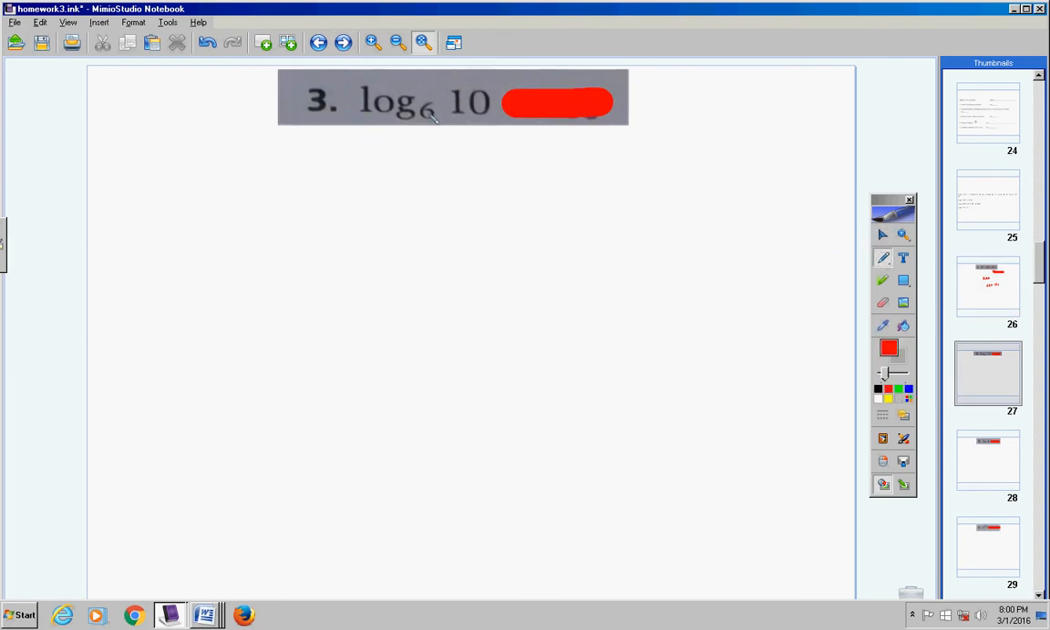Is it a base e? No. If it was, you could use this button here, natural logarithm. Is it a base 10? No, I wish it was. If it was, you could use this button right here, your logarithm button. But it's not a base 10, it's a base 6.